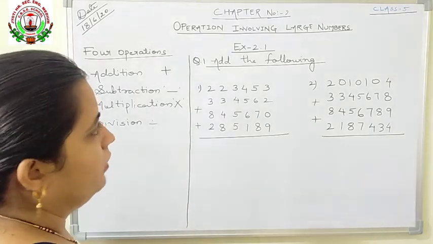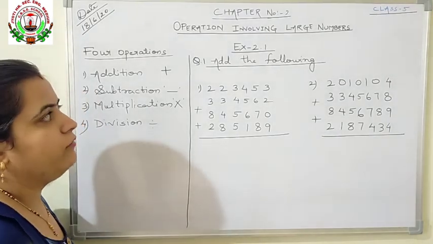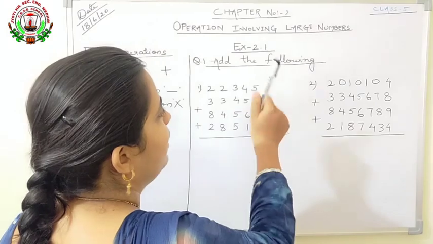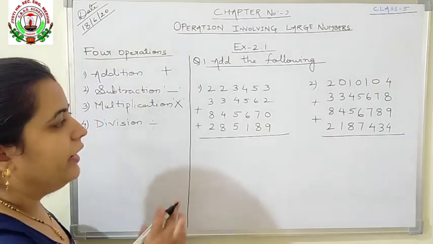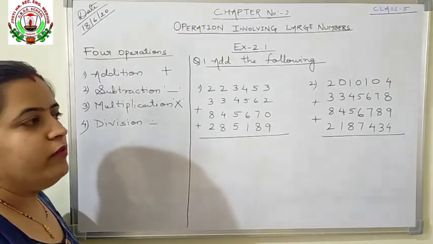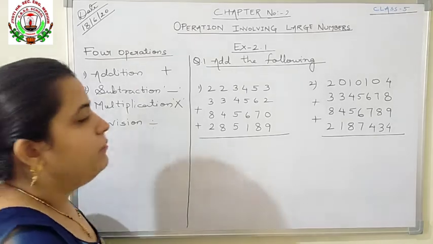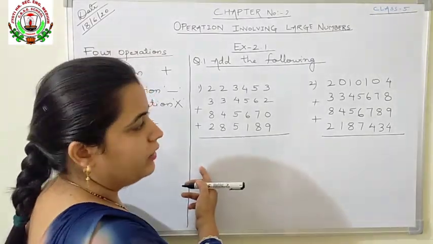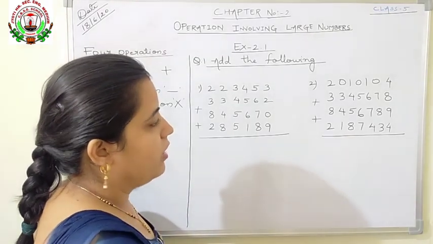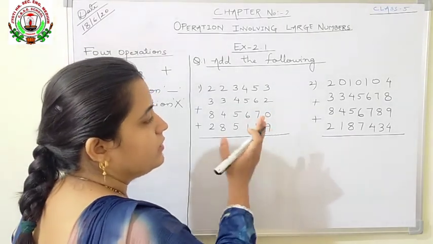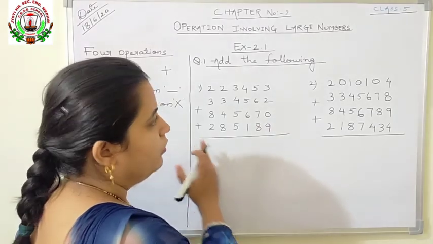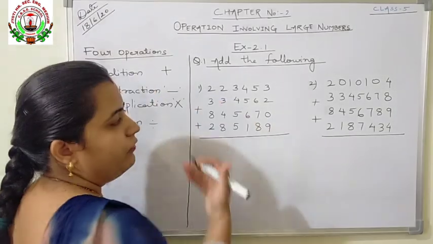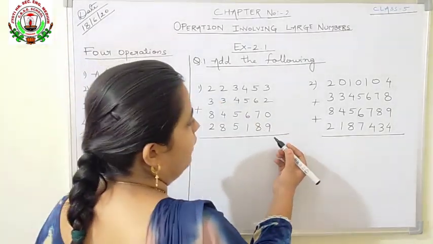Today we will start with our exercise number 2.1. Question number 1 is add the following. You have to add the given numbers. Okay, how we will add? Always remember one thing, that we add from left to right. As you have studied in your earlier classes also, we always start adding from left to right. Let's start. Okay, this is the first question.